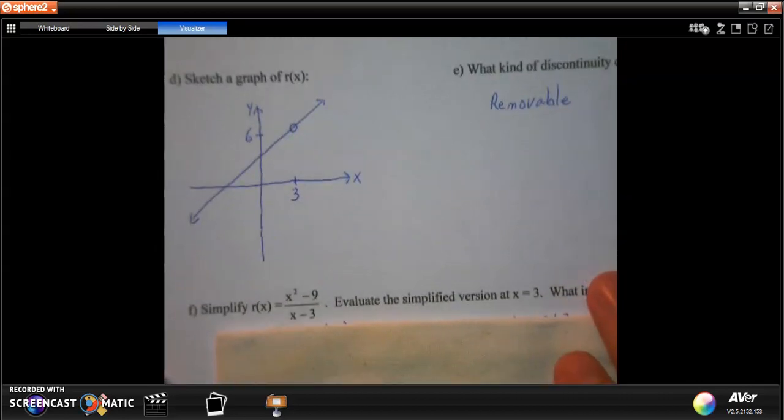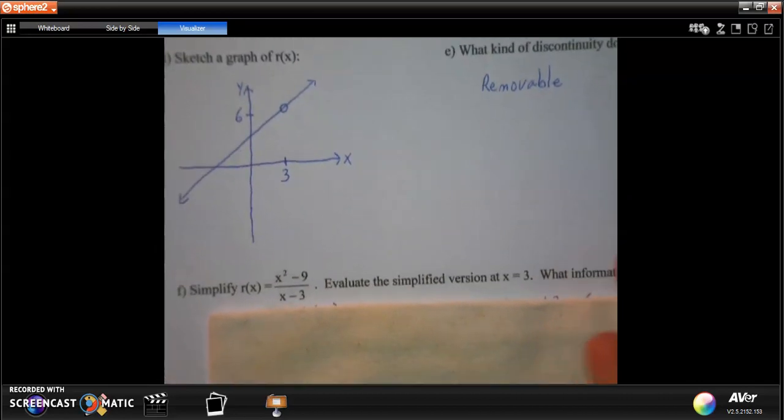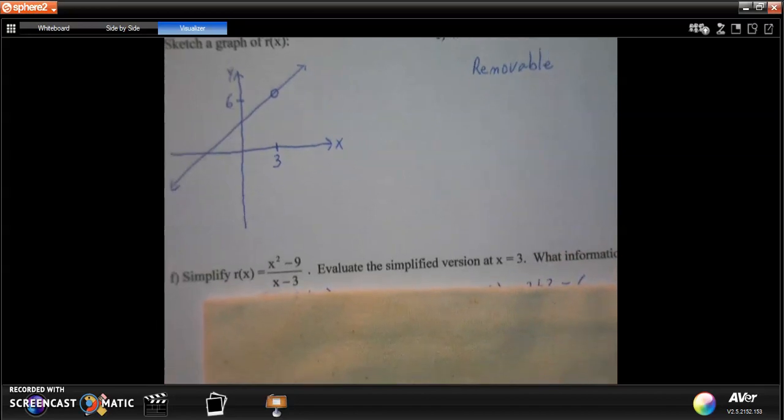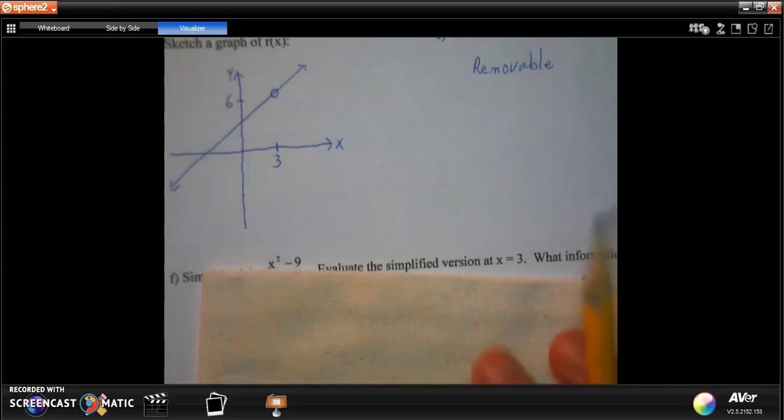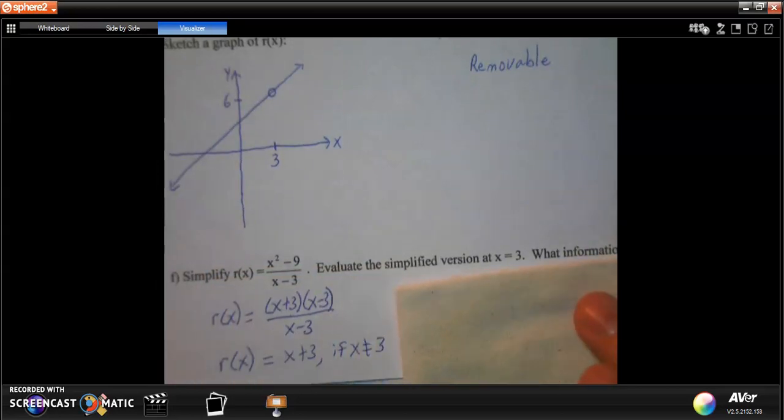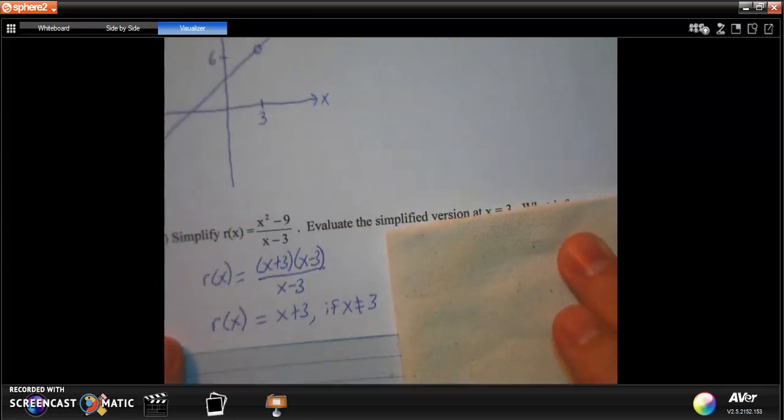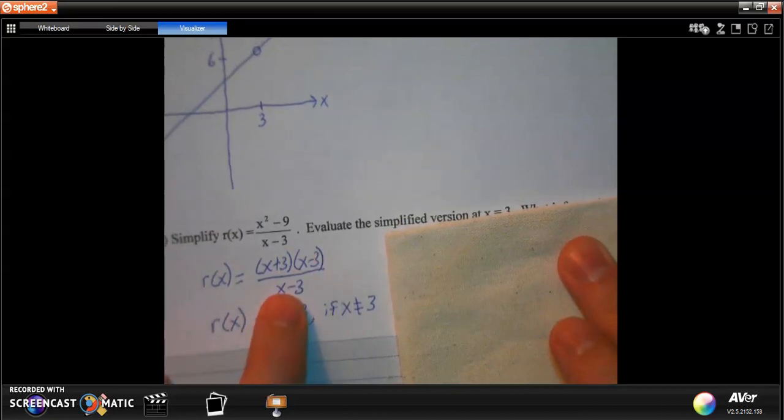I'm going to show you the graph in the calculator in just a second. But I want to look at part F first. So if you simplify that function and then evaluate the simplified version at x equals 3, well, when you simplify this, x squared minus 9 factors to x plus 3 times x minus 3. And that reduces. Notice how x minus 3 is a common factor. That reduces to x plus 3.